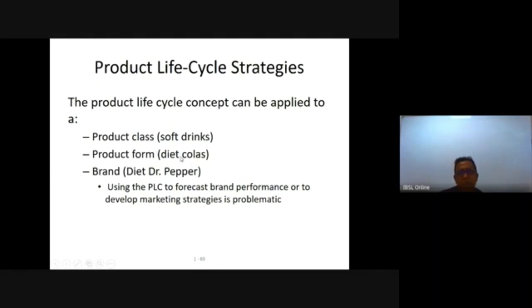So if you take normal Coca-Cola soft drinks, it's a cola category, and then brand can be Coca-Cola. So three levels from product class to product form and product or the brand.